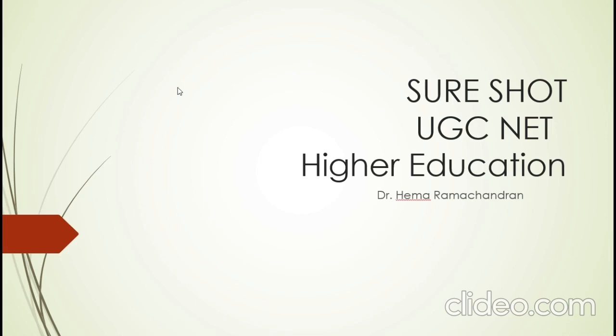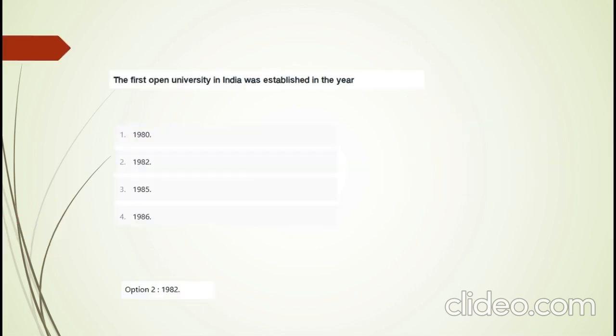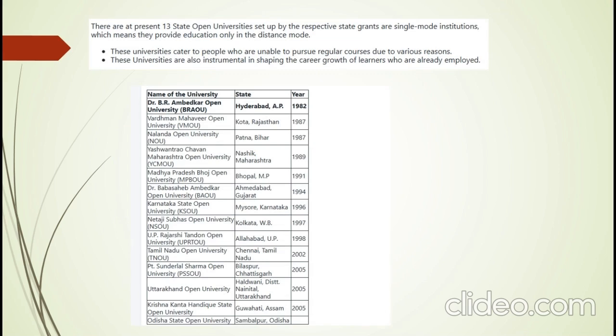Here is a short question on UGC NET higher education. Let us go straight away to the question. The first open university in India was established in the year. Options are 1. 1980, 2. 1982, 3. 1985, 4. 1986. So the answer is option 2, 1982. So the first open university was established in the year 1982.